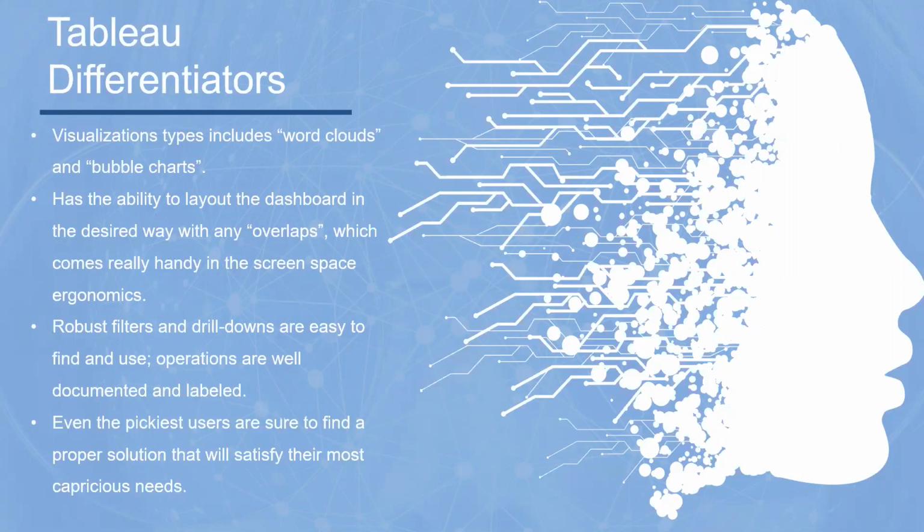Robust filters and drill downs are easy to find and use. Operations are well documented and labeled. Even the pickiest users are sure to find a proper solution that will satisfy their most capricious needs. So these are all the Tableau differentiators. To understand this, you must have hands-on experience of Tableau, so we shall shortly start doing hands-on with Tableau.